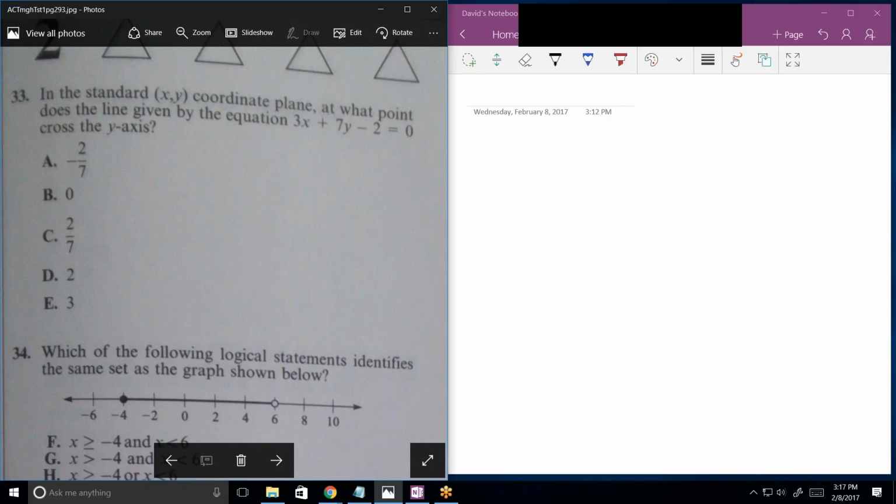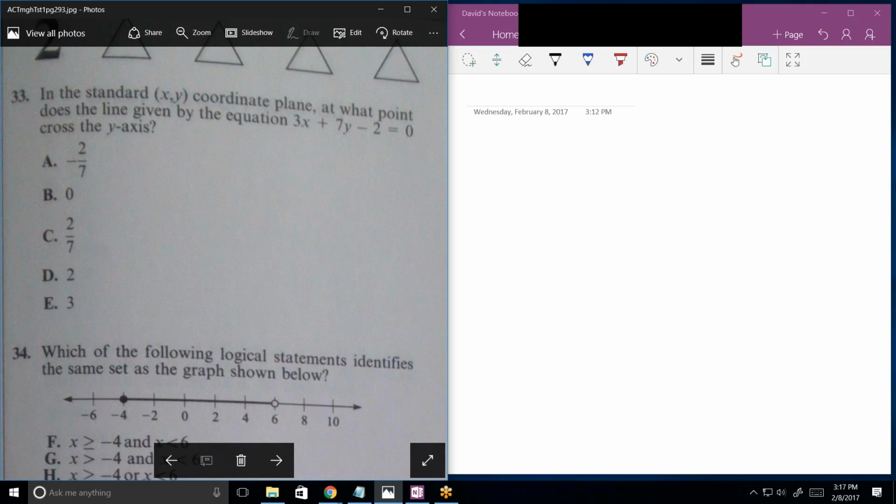In the standard xy coordinate plane, at what point does the line for the equation 3x... Don't we just set y equal to 0 and then solve the equation? Not quite. You're close. It's not y that's equal to 0. When you cross the y-axis, what is it? Oh, 0. x is equal to 0. Right.